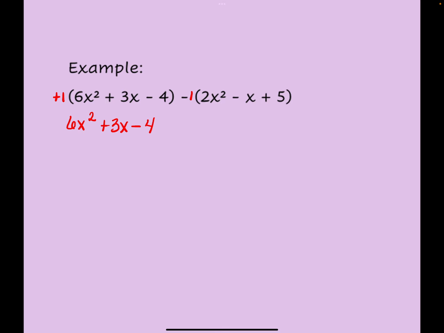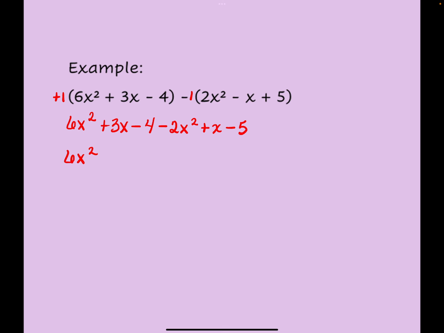So instead of being a positive 2x squared, now it's going to be a negative 2x squared. Negative 1 times negative x now makes that a positive x. And negative 1 times positive 5 makes that a negative 5. Again, I'm going to write it so that my like terms are together.